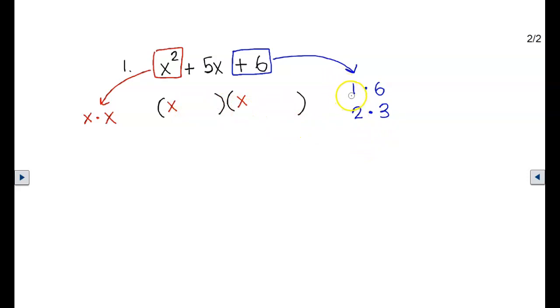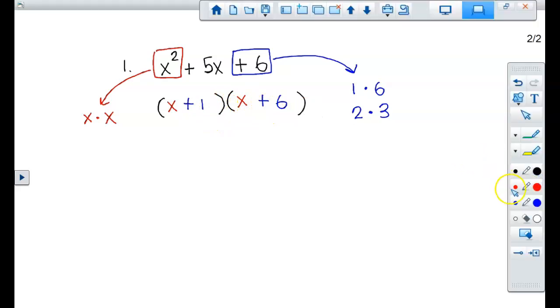Now here's where the guessing part comes into play. I'm going to have to guess whether I need to use the 1 and the 6 to complete my multiplication problem, or whether I need to use the 2 and the 3 to complete my multiplication problem. I'm just going to go ahead and take a guess that it's the 1 and the 6, and so I'm going to put a positive 1 in the first set of parentheses and a positive 6 in the other. So I've made my guess. I think that the multiplication problem for this needs to be x plus 1 times x plus 6.